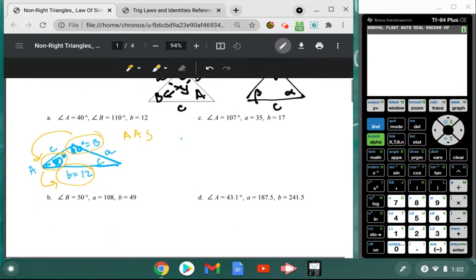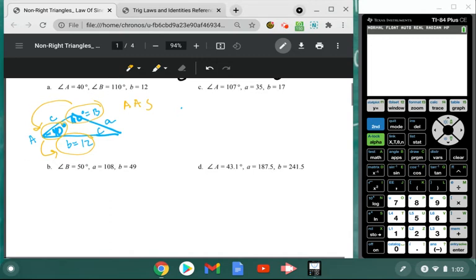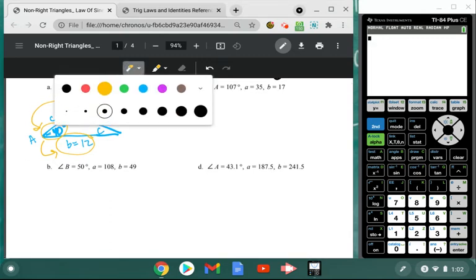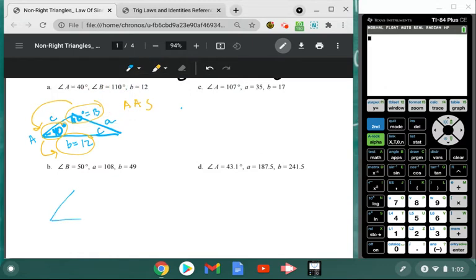Part B. So in part B, we're given an angle of 50 degrees. I'm going to start with that labeling. So an angle of 50, so a little more than 45. Okay, so this is B, 50 degrees.